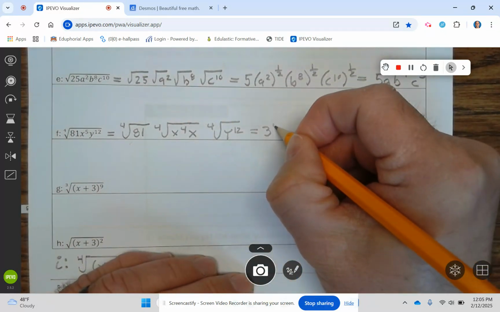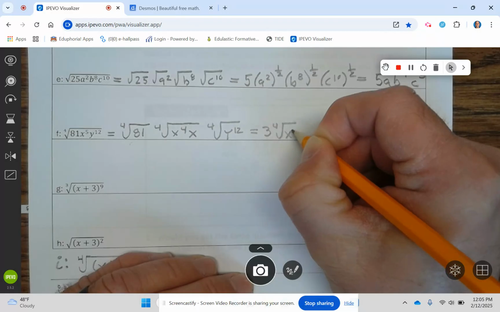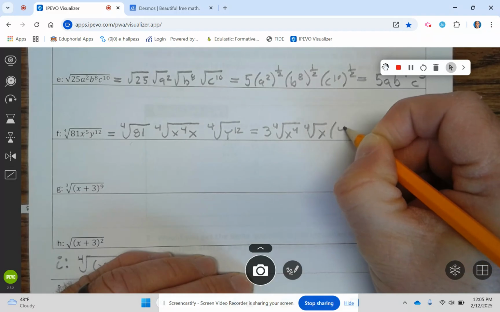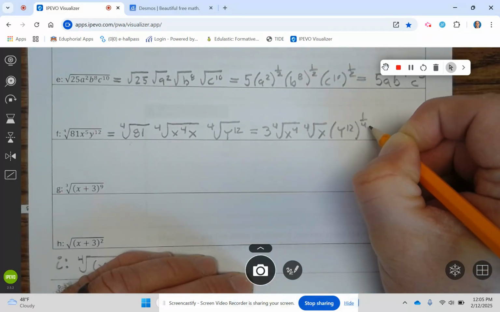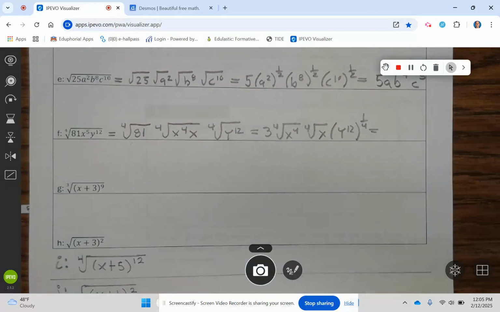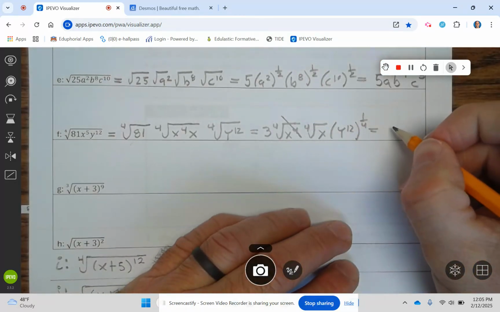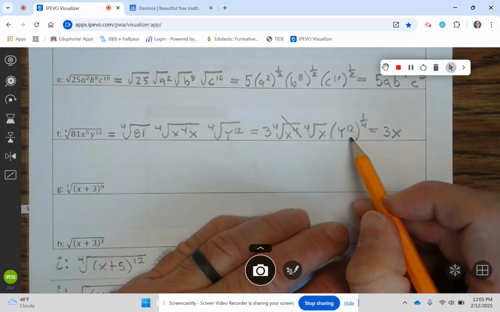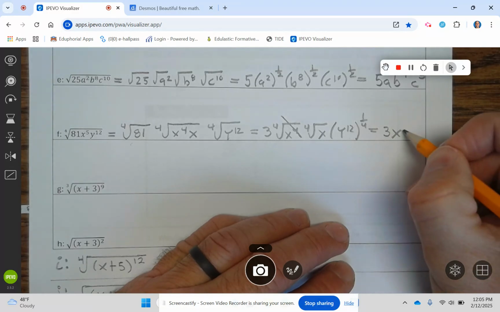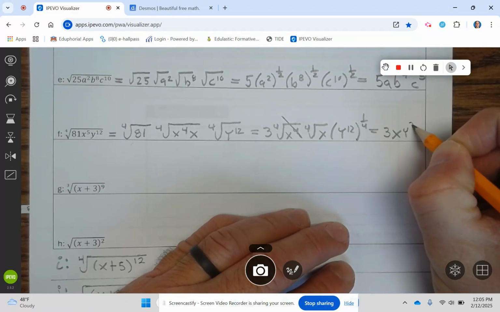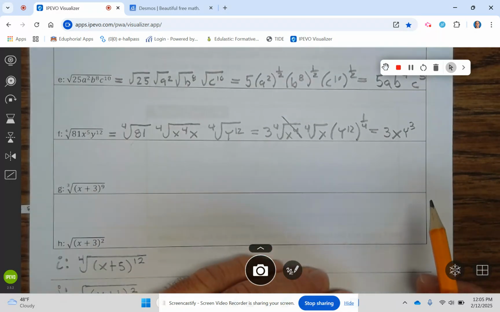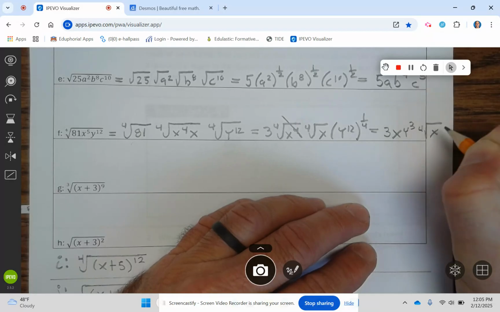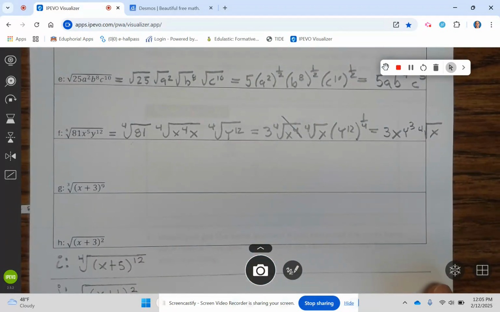Then that becomes times 4th root of x to the 4th, 4th root of x times y to the 12th times 1/4. Well, that cancels. You're left with 3x. Let's go and deal with the y next. 12 divided by 4 is 3, so y cubed, and then times 4th root of x. All right, go ahead and finish up F.